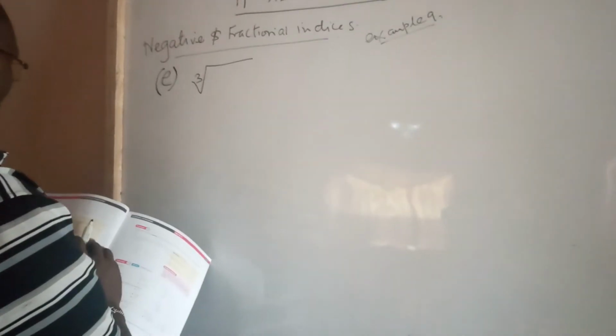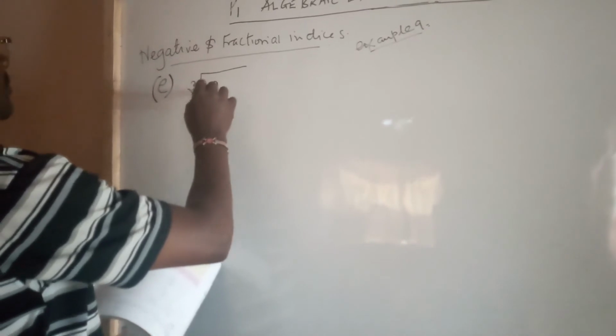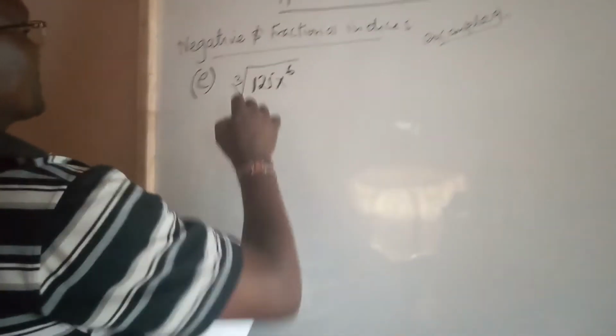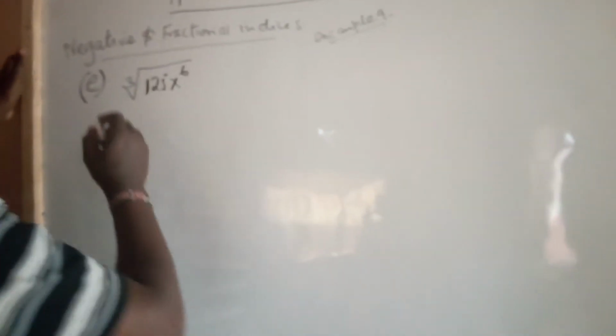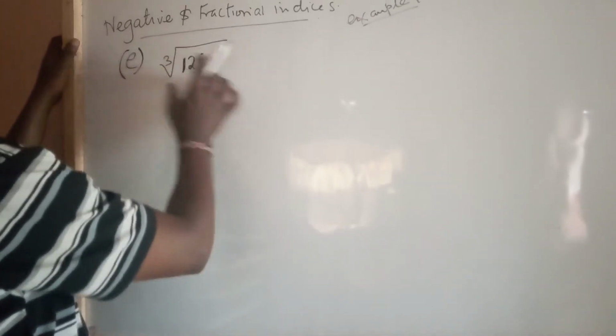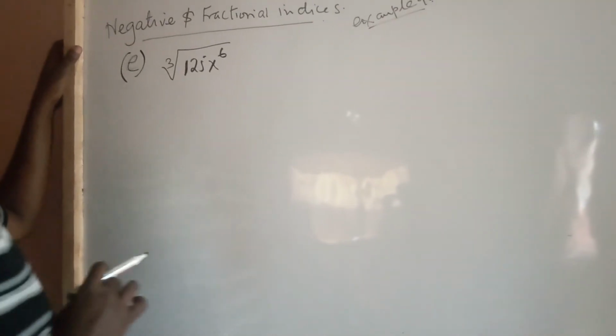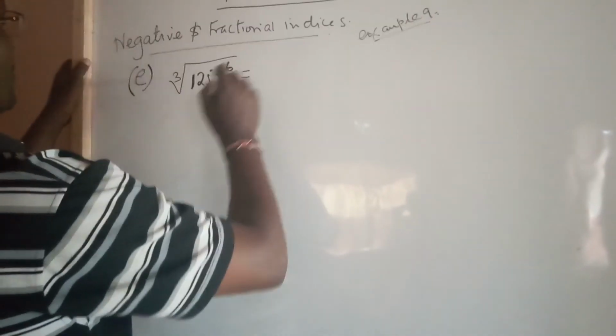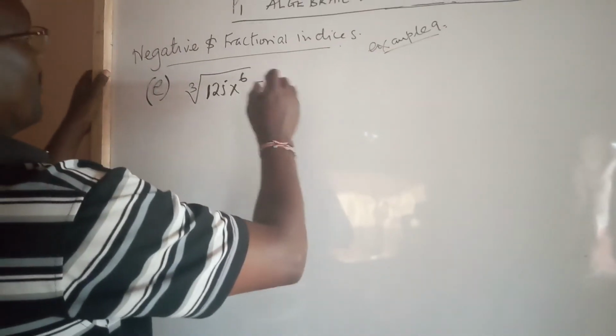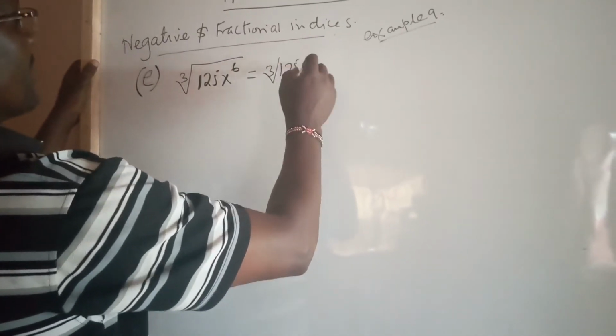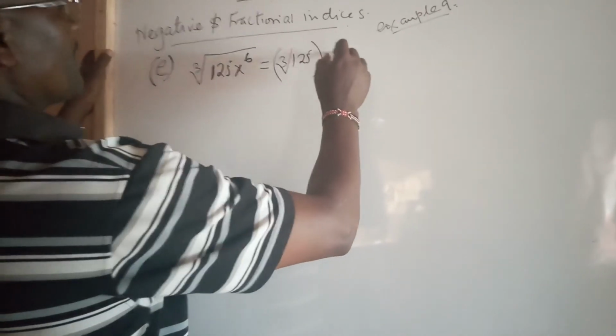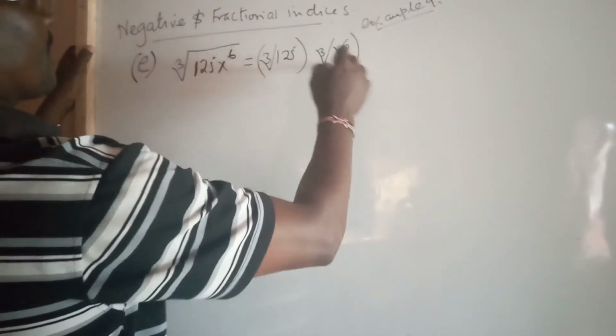Part E: you're going to have the cube root of 125x raised to power 6. You must realize that the cube root affects each and every element in the bracket. You're going to have the cube root of 125 multiplied by the cube root of x raised to power 6.